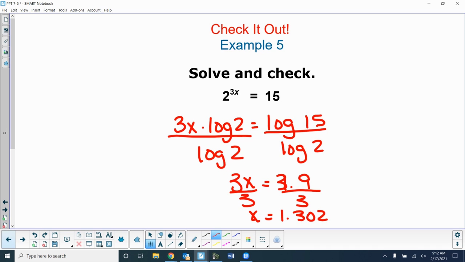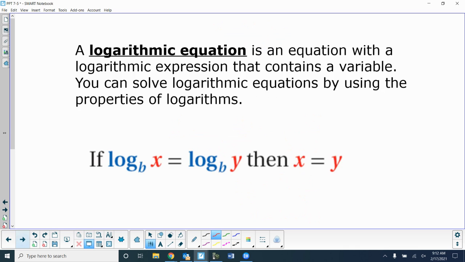These, we got to turn them into logs, right? Put log out front of them. Then we moved it out front, right? Divide the log over to the other log. So then you're done with your log stuff and you've got an equation with an exponent. Okay, so those are the 2 types you got to do.